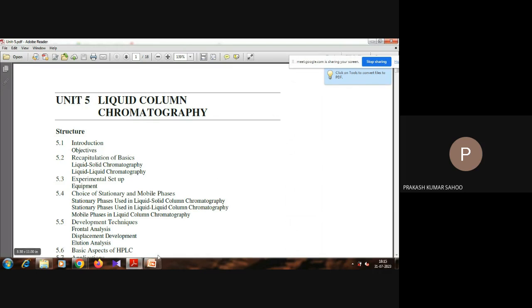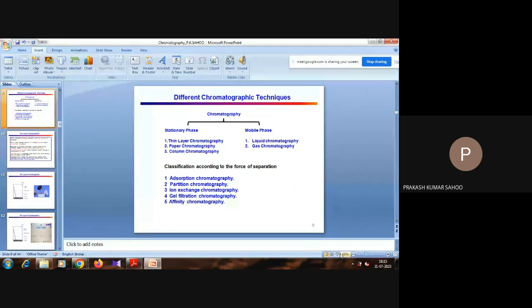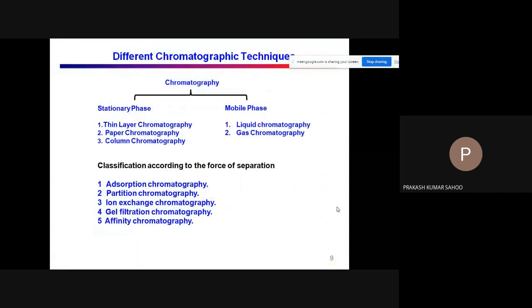Before going to this part, we have again the same PPT. We have liquid chromatography, meaning the mobile phase is a liquid. The mobile phase is liquid, and the stationary phase may be solid or liquid. If it is solid, then this will be your liquid-solid column chromatography, and if it is liquid, it is your liquid chromatography. Liquid means both the stationary and mobile phases are in liquid phase.